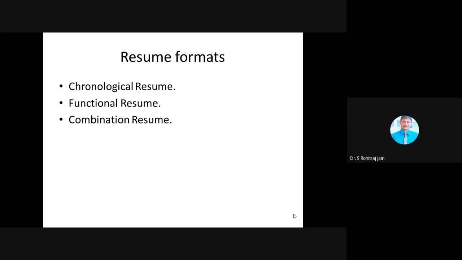So today we will understand the three different formats of resume. The first one is called chronological resume. The second one is functional resume, and the third one is called combination resume.